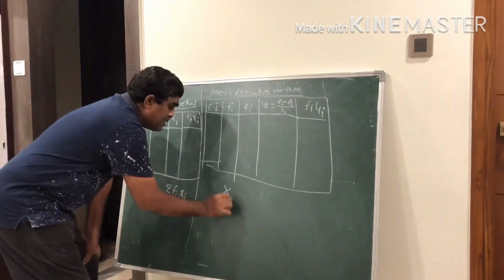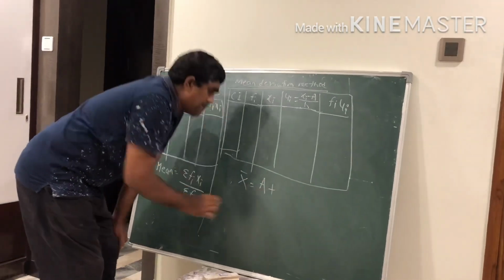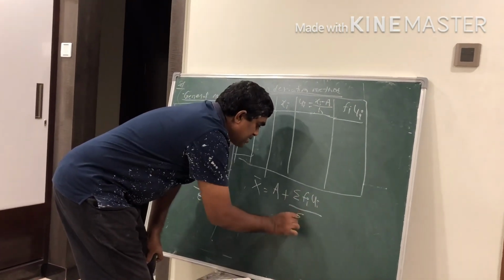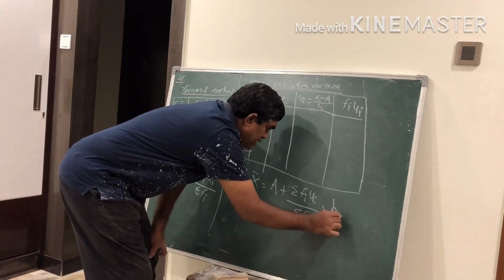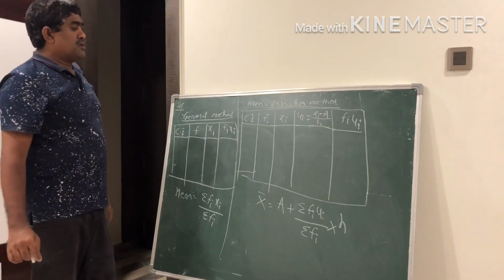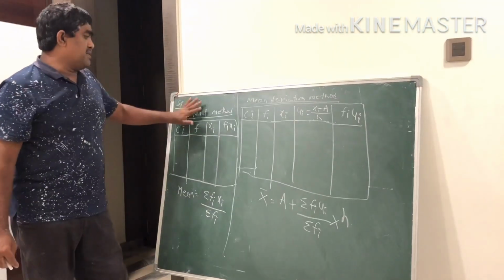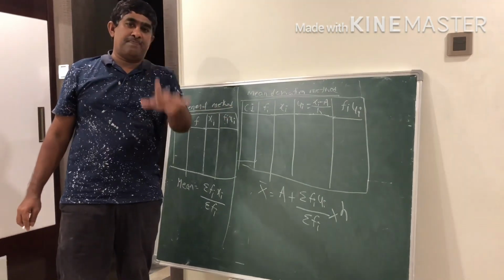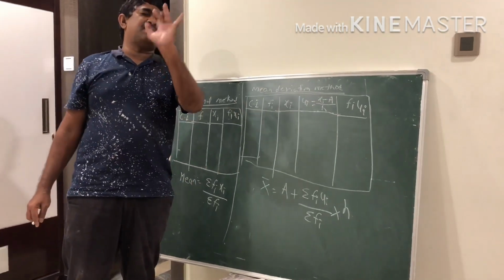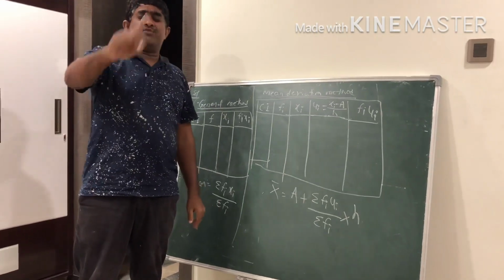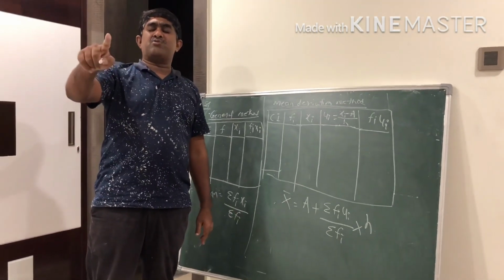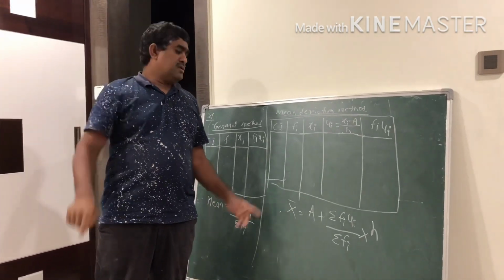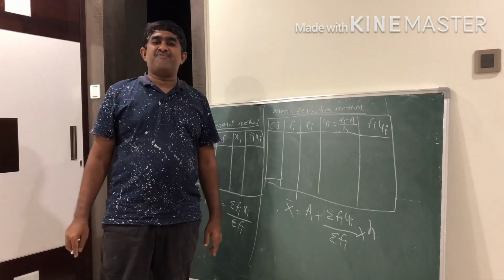What is the mean formula? X bar equal to A plus sigma fi mu i by sigma fi into h. These are the two differences: general method and deviation method. So whenever I ask, you have to tell: deviation method table, sir, class interval, frequency, xi, mu i equal to xi minus a by h, fi mu i. Formula is a plus sigma fi mu i by sigma fi into h.